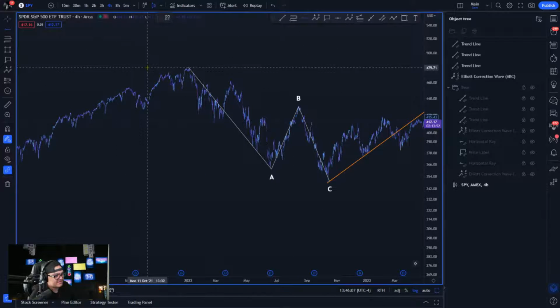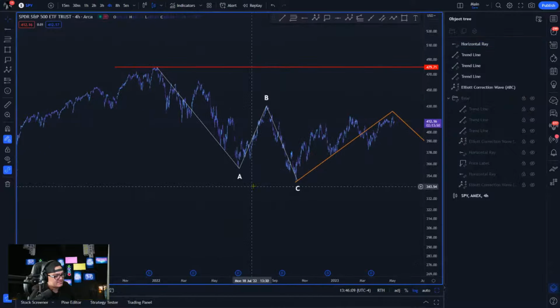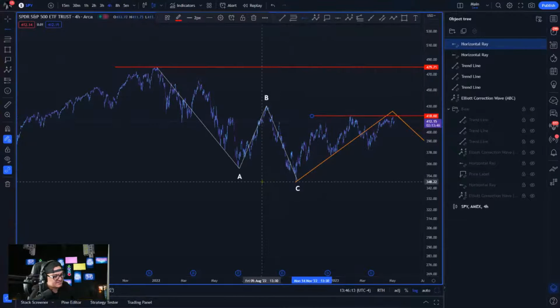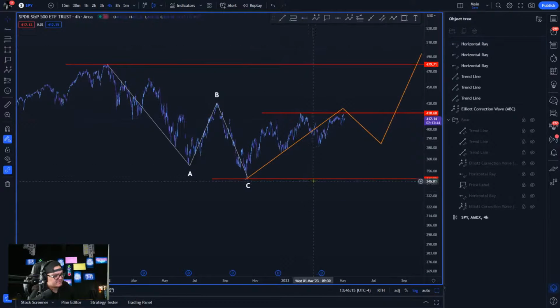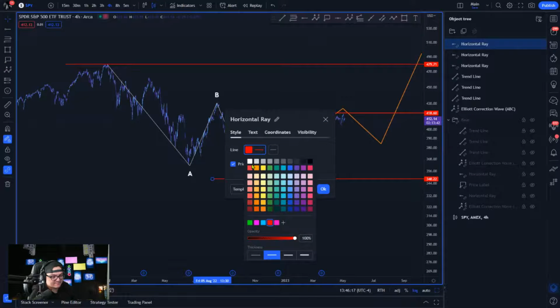Ultimately, I think an important level to keep an eye on is the top, as well as the previous low. Actually, as well as the resistance that we just mentioned, and the previous low. But the previous low is more of a support area.